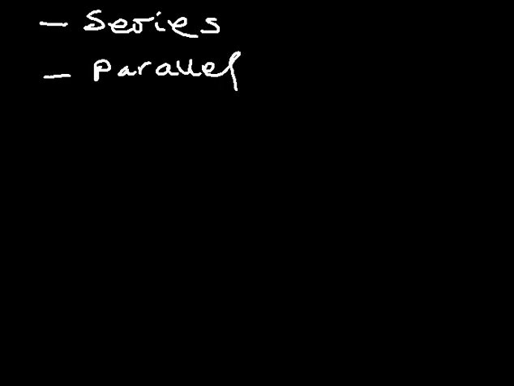We have what you call the series circuit, and we also have what you call the parallel circuit. So these are the two basic types of electric circuit. And what is a series circuit? In a series circuit, all components are connected in a single wire. There's no junction in the series circuit.